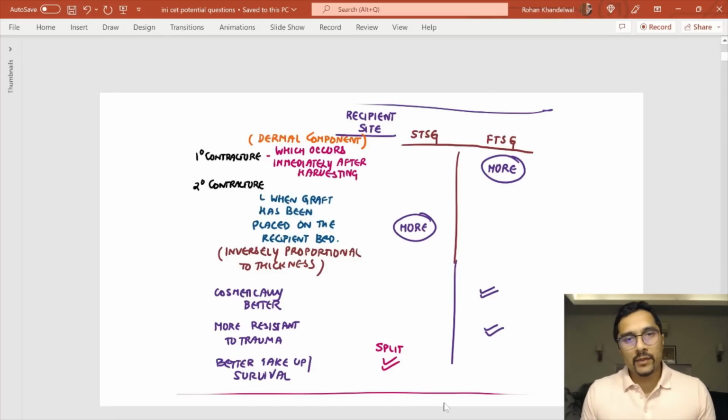So that is why primary contracture is more with full thickness skin grafts, whereas secondary contracture, which is the contracture which takes place when you put the graft on the recipient bed and then the graft shrinks, that is secondary contracture. That is inversely proportional to the amount of dermis, and that would be seen more with a split thickness skin graft.